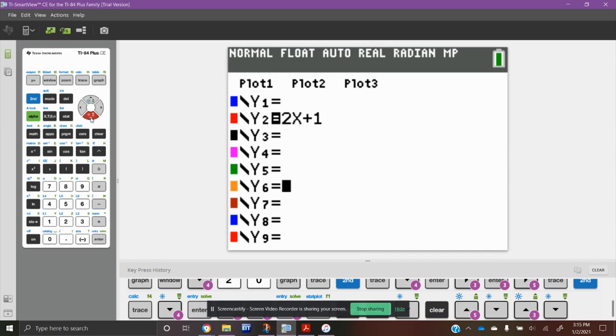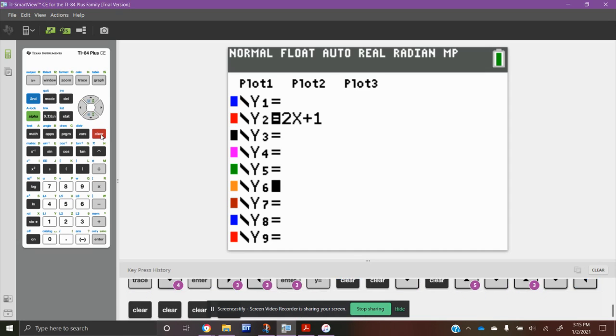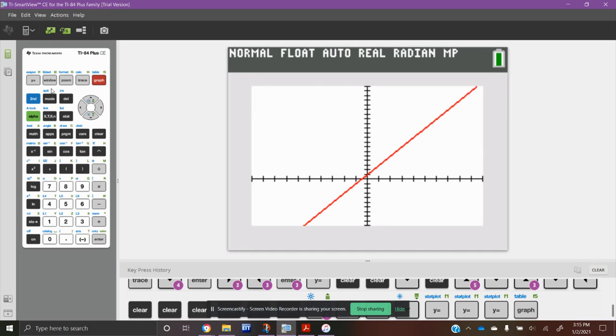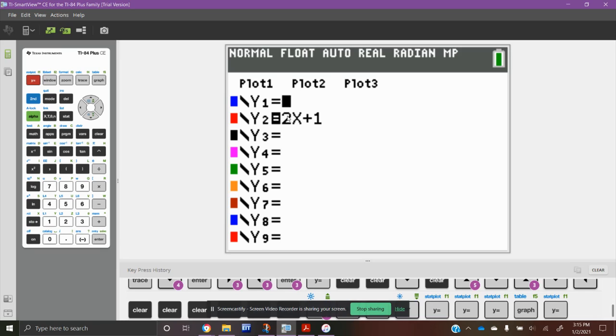Why is this not working? All right, let's just hit clear for all of this. Sorry guys, I don't know what's happening here.